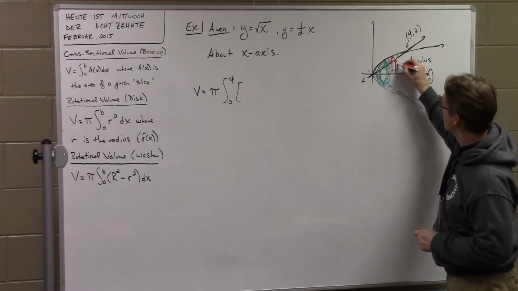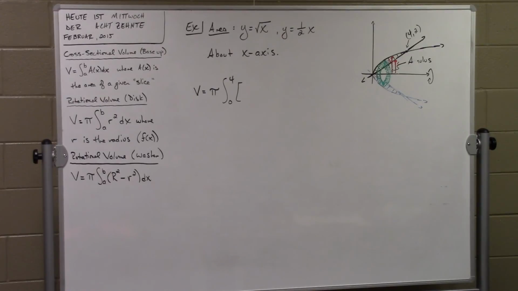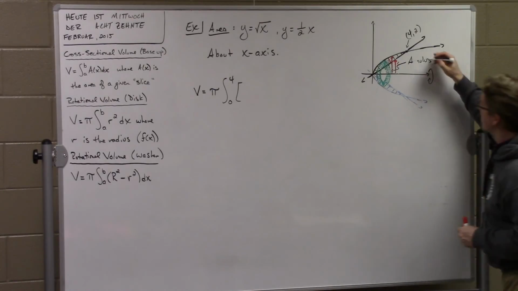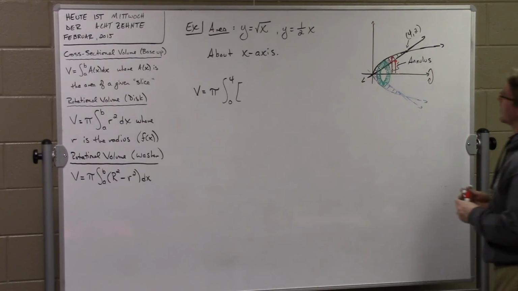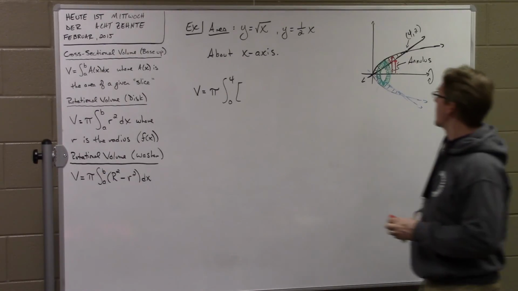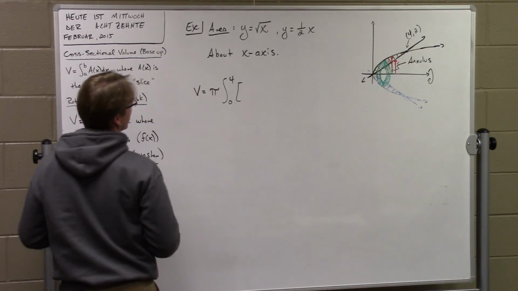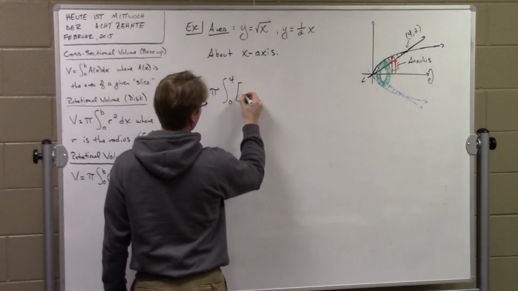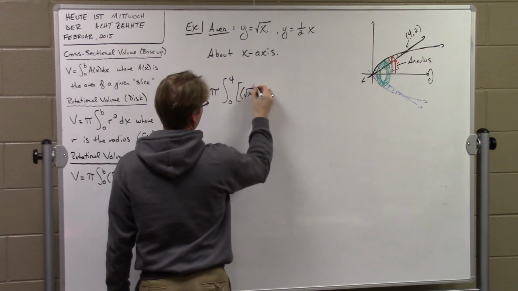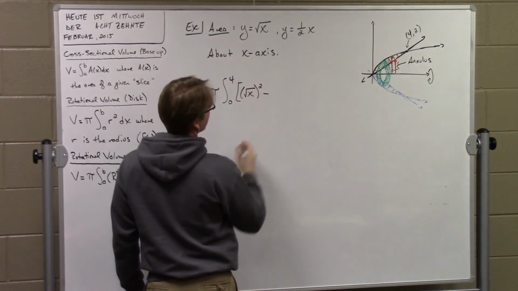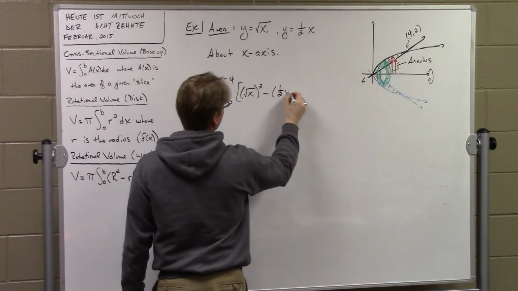Messed up the word annulus, it's okay. Alright, there we go. So our outside radius in this example is going to be the square root.